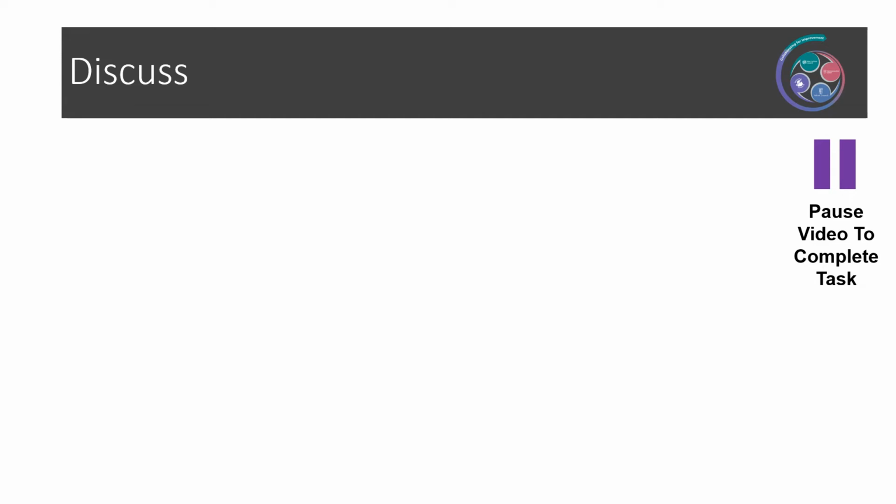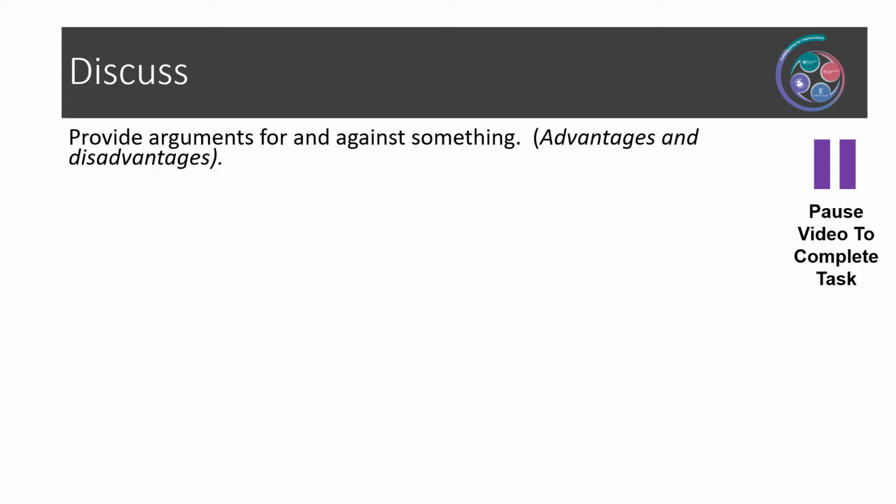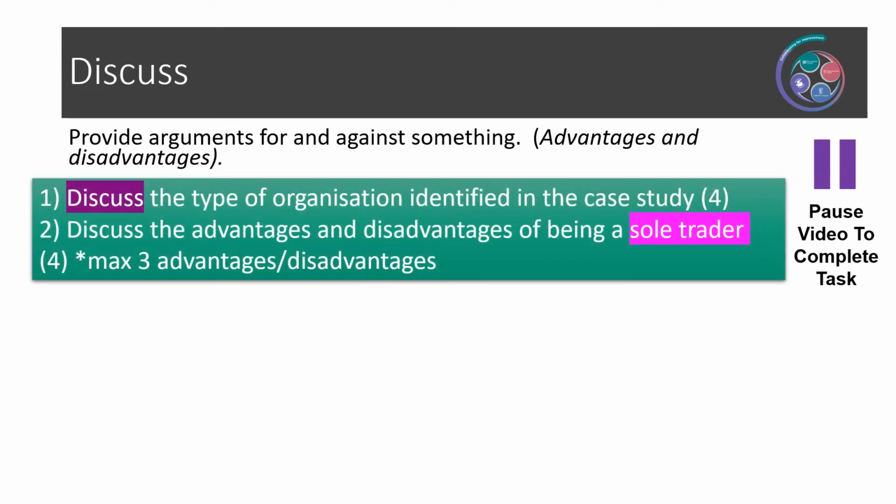Next command word is discuss. And discuss means provide arguments for and against something. In other words, we're looking for you to do advantages and disadvantages, or it might be referred to as costs and benefits. Now, there's two ways that they might ask this question. They might ask you to discuss the type of something or discuss desk research. So here's an example.